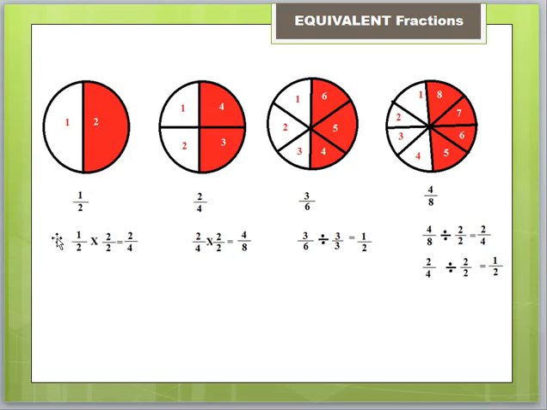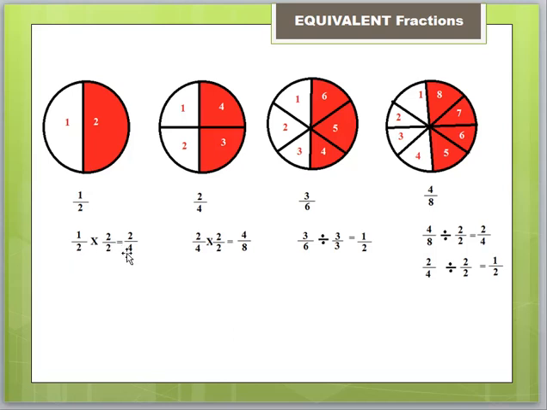Once again, I'll repeat. 1 upon 2 is in its lowest form. We cannot divide this further. This is already in its lowest form. To get a new form of the fraction, we will multiply this 1 upon 2 by 2 on the numerator and in the denominator as well. So we will get 2 ones are 2 and 2 twos are 4.